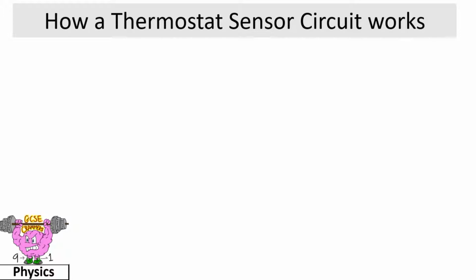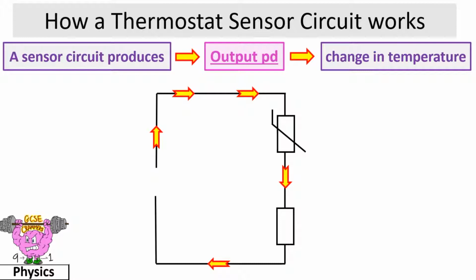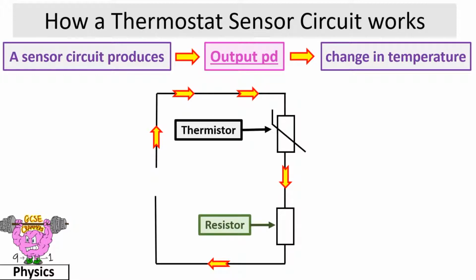The main thing you need to understand is how the resistance and potential difference work. A sensor circuit produces an output PD or potential difference, which changes because of a physical variable, like a change in temperature. A sensor circuit consists of a potential divider, which is made using a thermistor and a resistor.